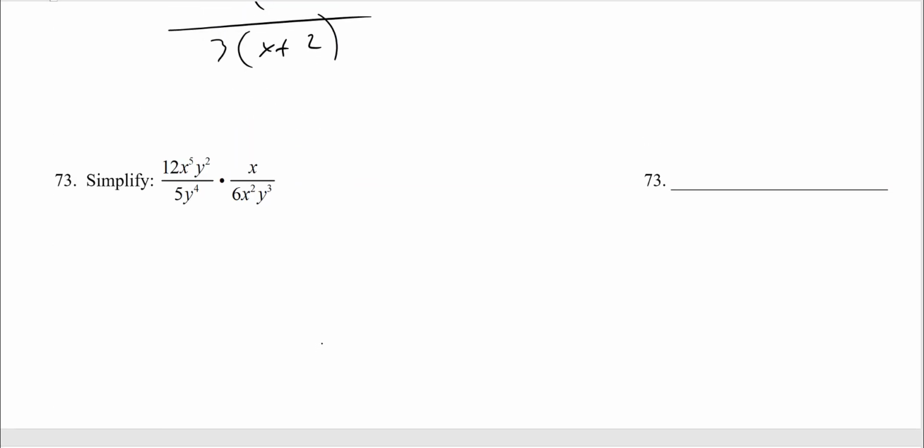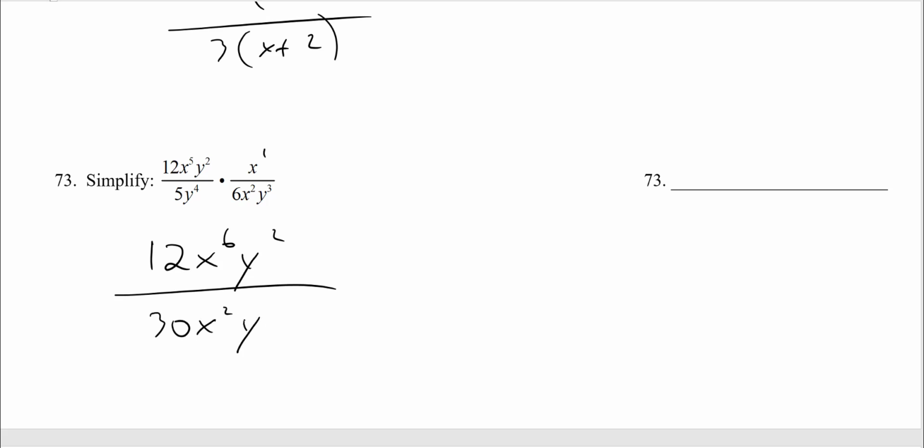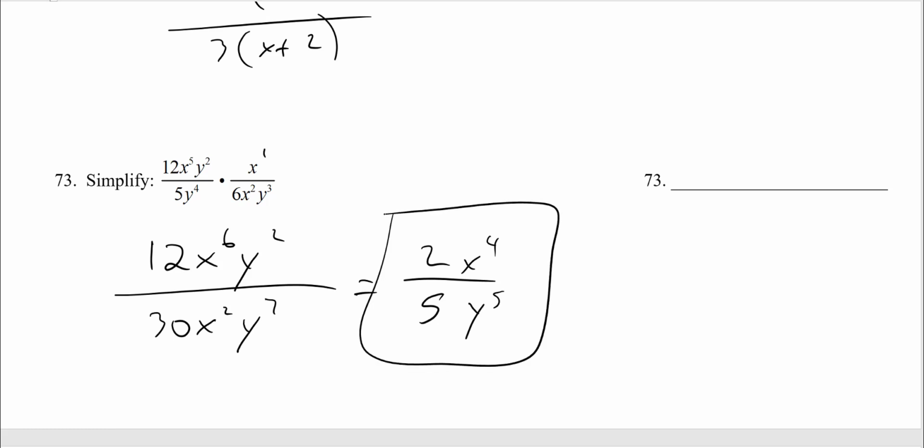Okay, this one, my suggestion is multiply it all together and then figure it out after. So if I multiply it together, I get 12. Remember, this is x to the 1, so you add exponents, 12x to the 6th, y squared over 30x squared y to the 7th. And you can put that in your calculator. The 12 over 30 is basically 2/5. And for the x's, the top wins by 4, so x to the 4th. And the bottom wins by 5, so that's your answer.